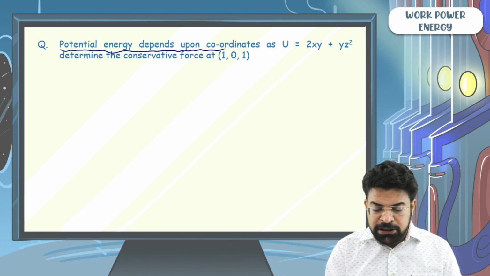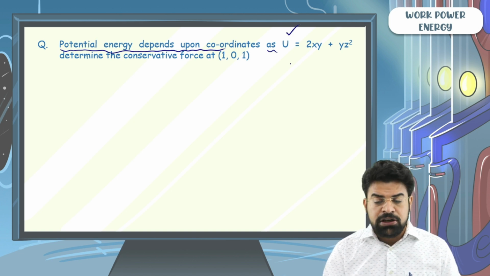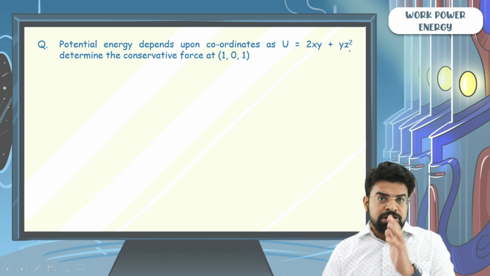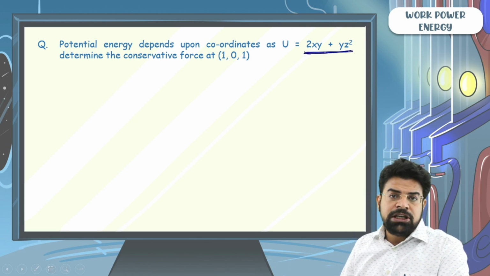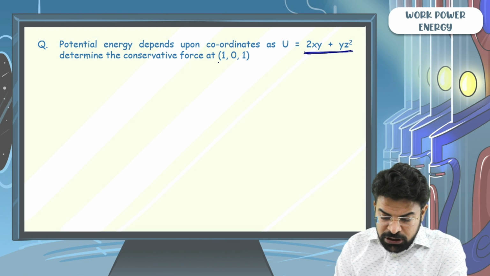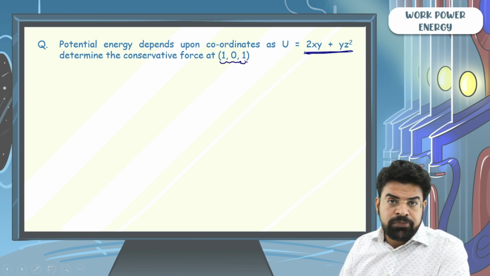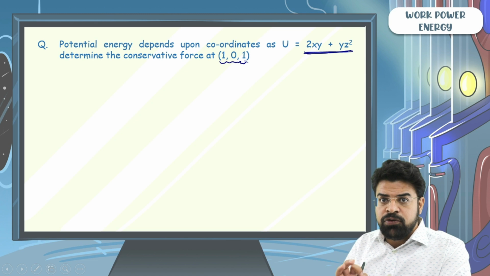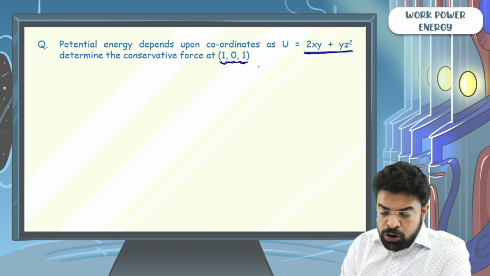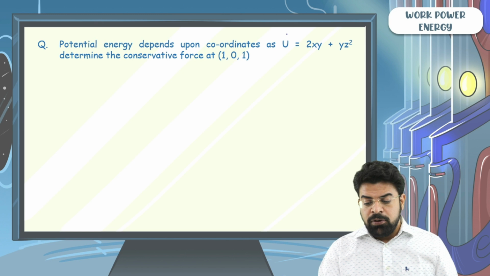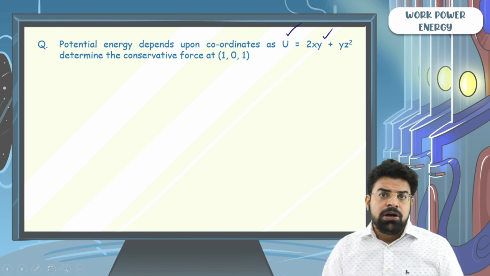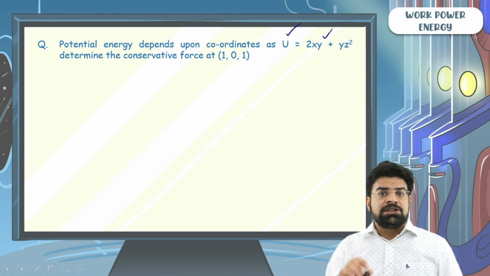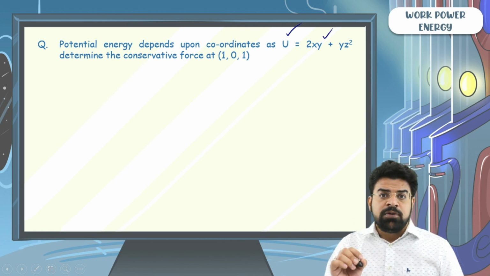Potential energy depends upon coordinates as U equals 2xy plus yz square. So if the potential energy depends upon the coordinates like this, the question is: determine the conservative force at (1, 0, 1). So how to find the conservative force acting when the coordinates are (1, 0, 1)? First of all, from the potential energy and coordinate function, we can find out the conservative force in x direction, the conservative force in y direction, and the conservative force in z direction.